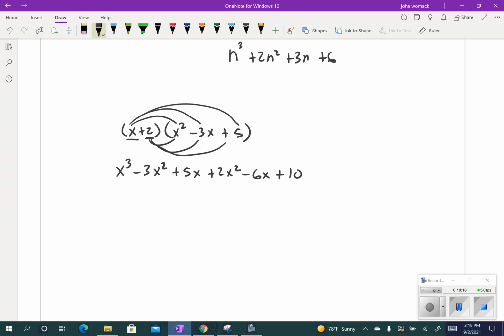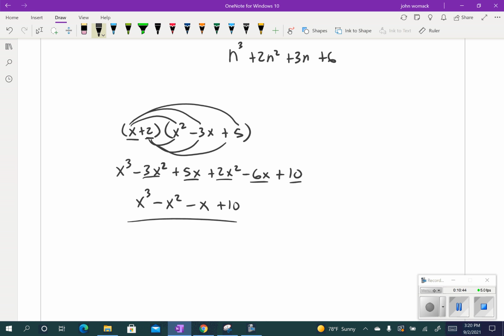Okay, now you're just combining like terms. So I've got an x cubed. I have a minus 3x squared and a plus 2x squared. Minus 3 plus 2 is a minus 1, minus 1x squared or minus x squared. I have a plus 5x minus 6x. 5 minus 6 is a negative 1, or minus x. And I have a plus 10. Okay, so I combine all the like terms, and there's my answer.